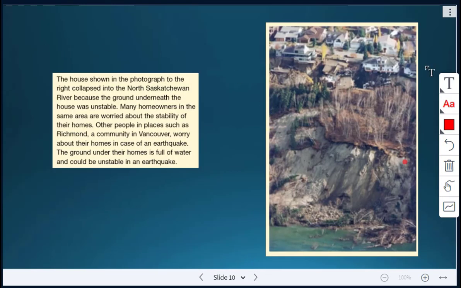In this image here, this is showing a house that is collapsing into the North Saskatchewan River because the ground under the house was unstable. So many other homeowners back here are also worried about the stability of their homes. Okay, if there's an earthquake or something like that, the ground under their homes can become full of water. It could be unstable in an earthquake.